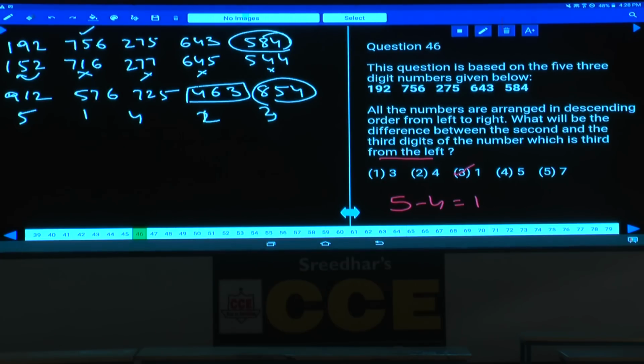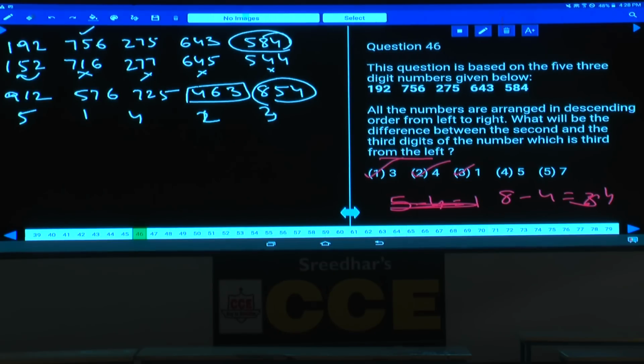Now, the difference between these two is what? 8 minus 4. 8 minus 4 is 3. 3, that is given in choice 4. No? 8 minus 4, that is 4. 4 is given in choice 2. Now, question number 46, choice 2 is the answer.